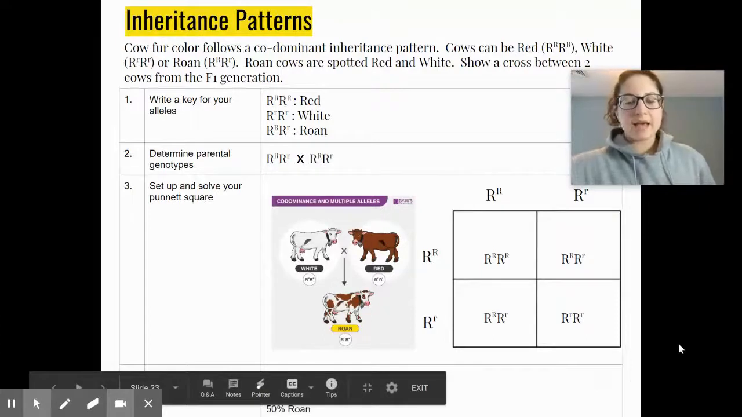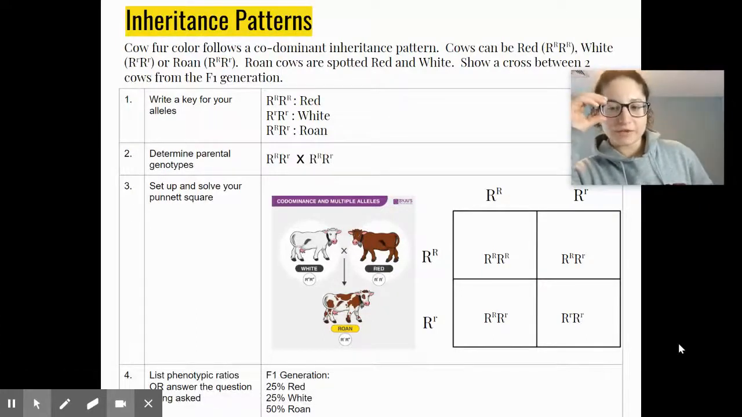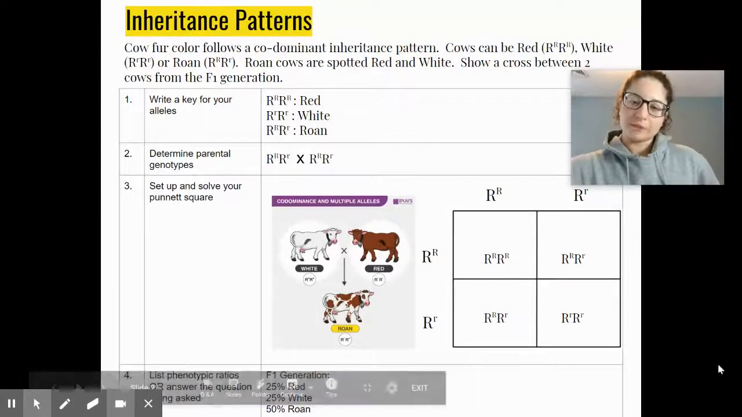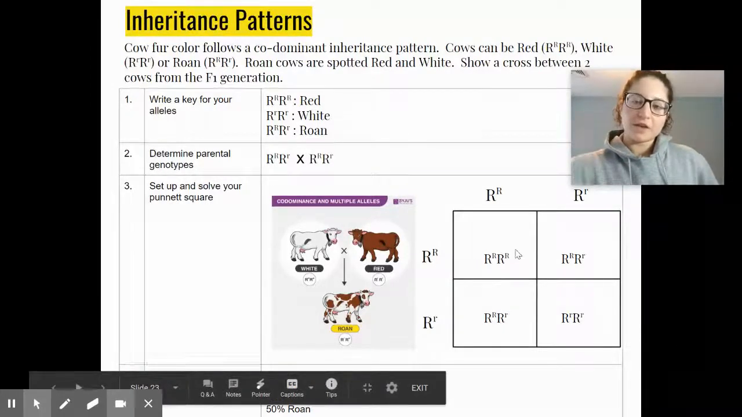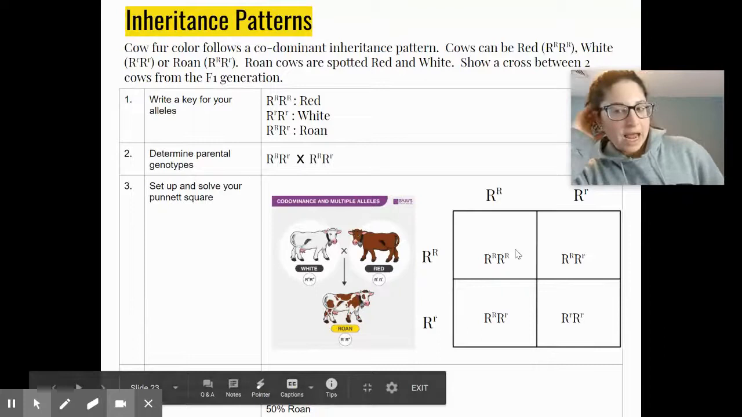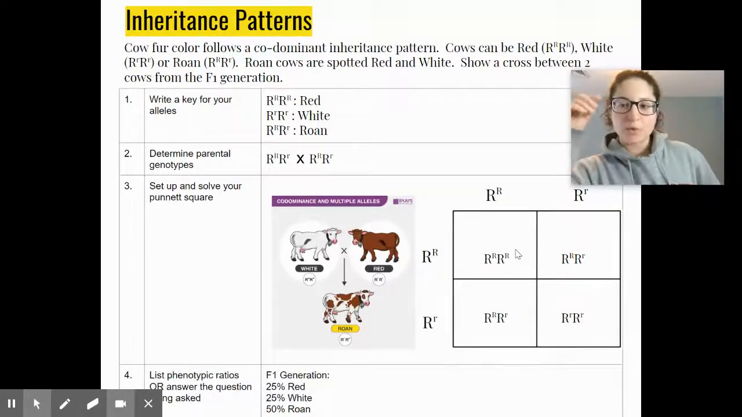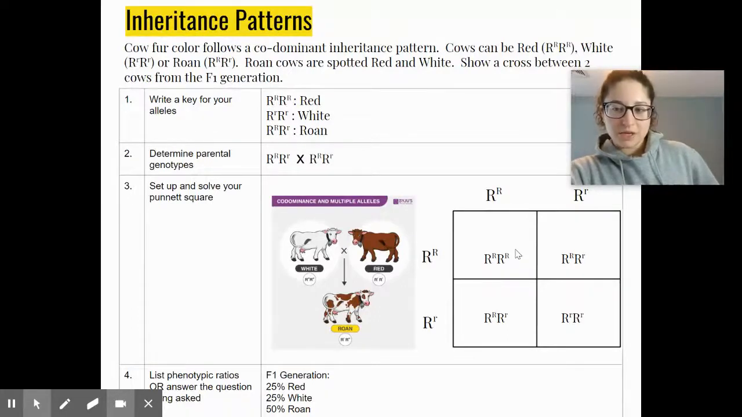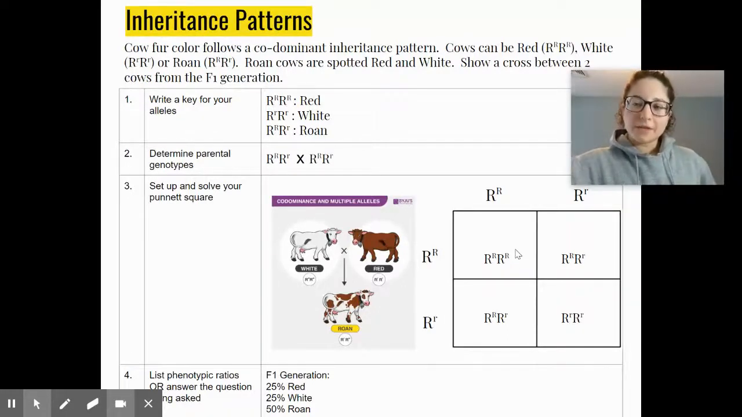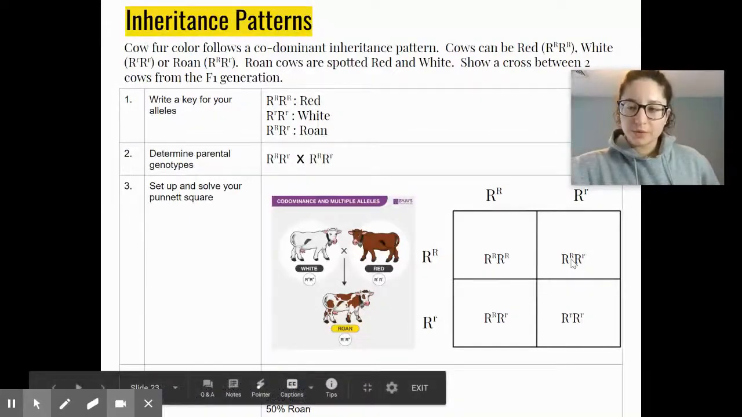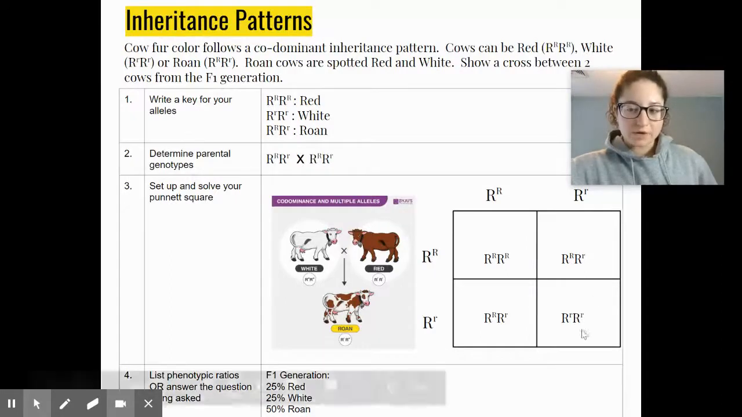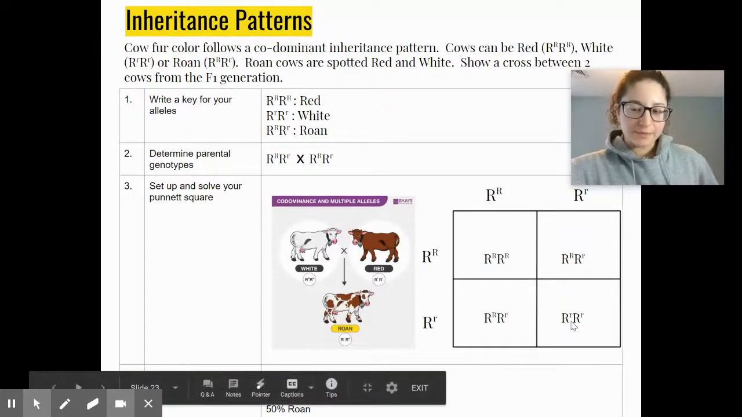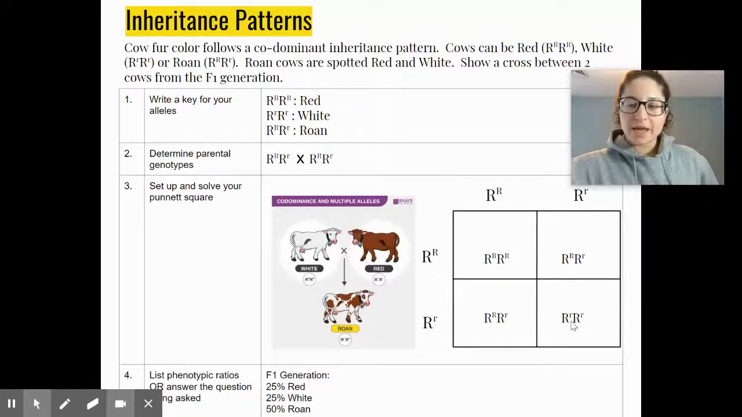So when we look at the phenotypic ratios, we have one box right here that is fur color red, fur color red. So that tells us that our phenotype is going to be red. So 1 out of 4, or 25% of our F2 generation is going to be red. 50%, 2 out of 4, so 1, 2, is going to be roan. And then 25%, 1 out of 4, is going to be white. So that's going to be a codominant inheritance pattern.